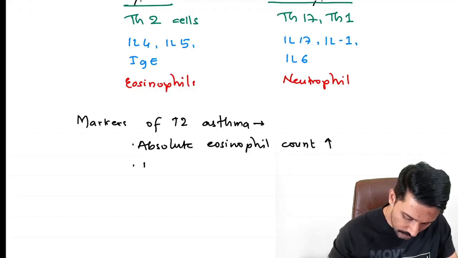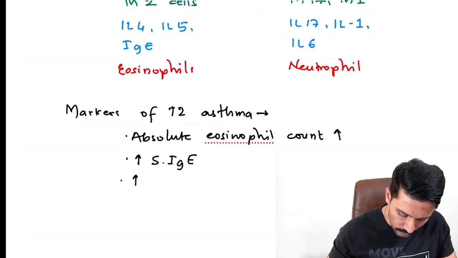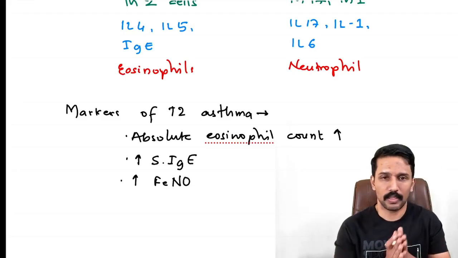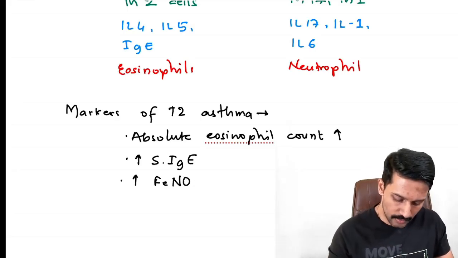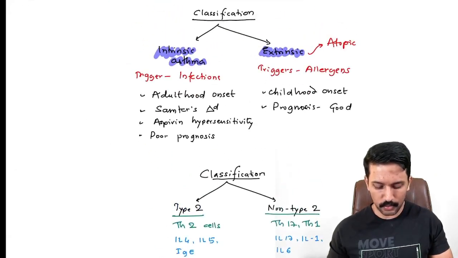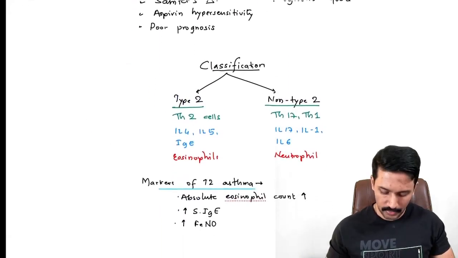Then second, increase in the serum IgE levels. And third, increase in fractional exhalation of nitric oxide or FeNO. These are markers of type 2 asthma that you need to remember. Okay, so now that we know the classification of asthma, let us look at clinical features.